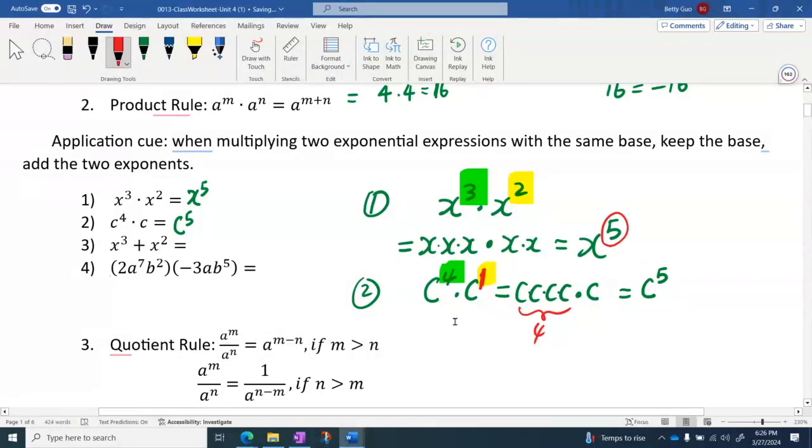So again, if we need to multiply two exponential expressions with the same base, all we need to do is keep the base. And then what do we do with the exponents? We add them together. 4 plus 1 here is 5. 3 plus 2 here is 5. Do you understand the reason we added the two exponents? Yes or no?